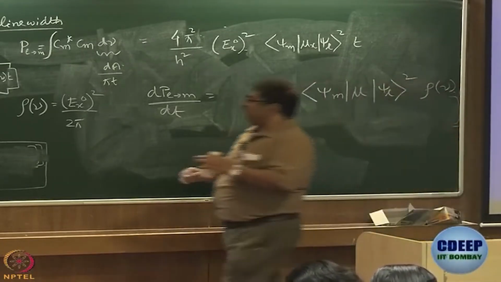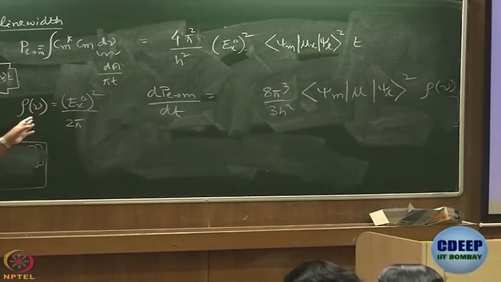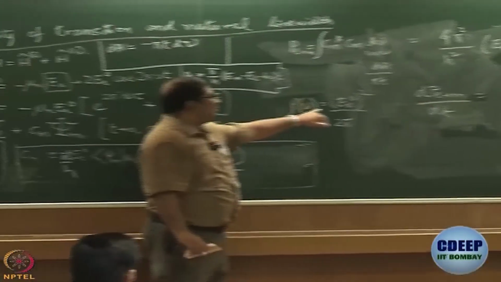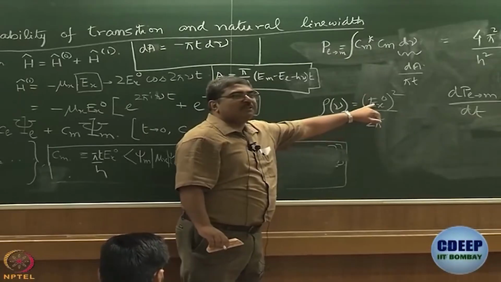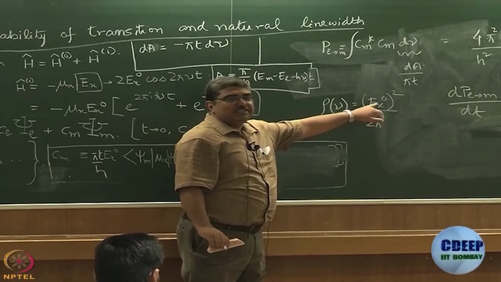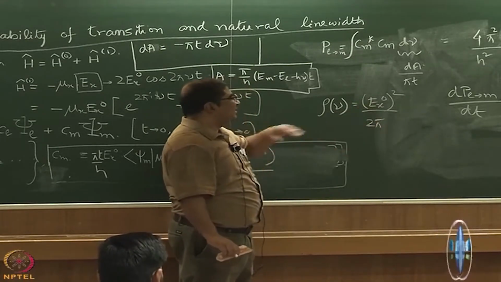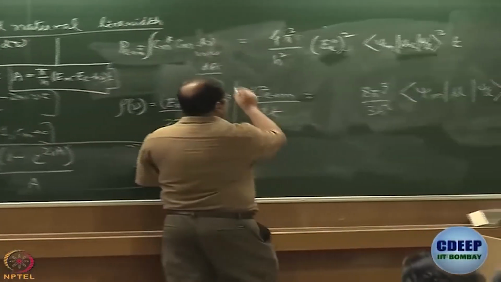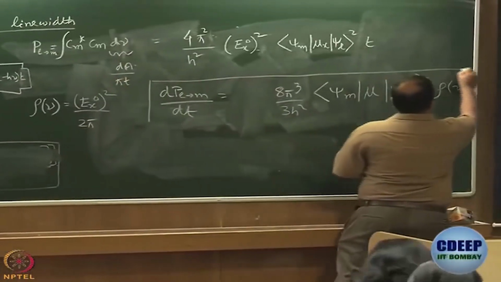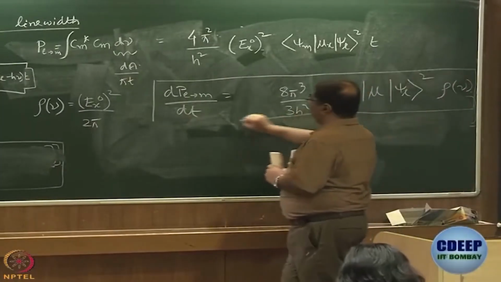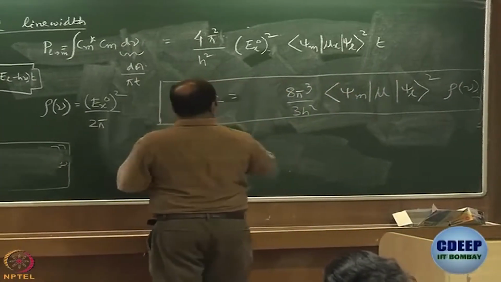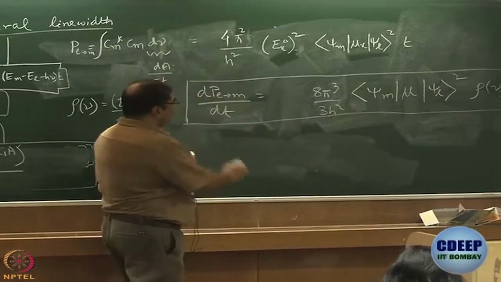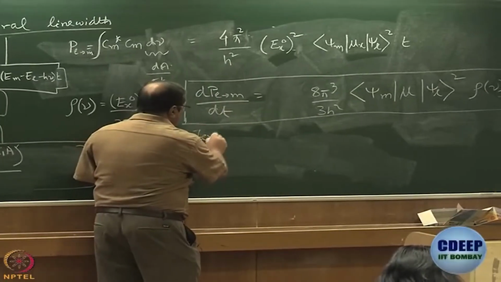I made a silly mistake, that's all. Rho of nu equals Ex0 square by 2 pi, so you are substituting for Ex0 square. Ex0 square has to be substituted by 2 pi into rho nu, and that's what you get. So this is a rather important equation, a rather important rule, you can say. It is called Fermi's golden rule.